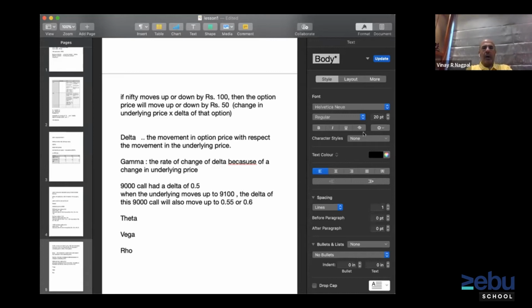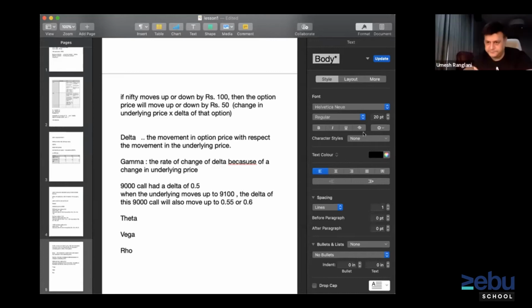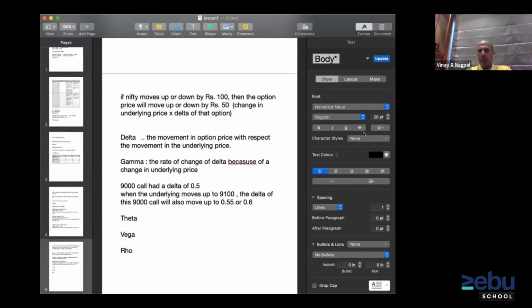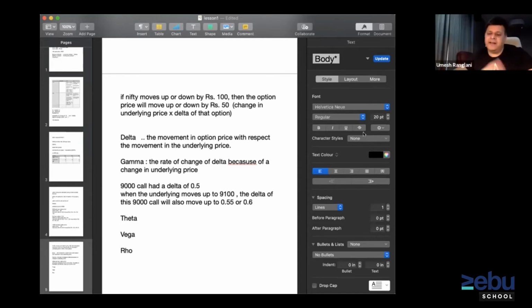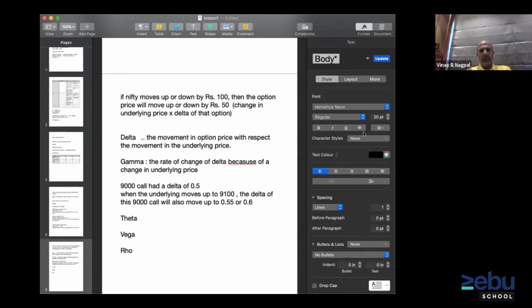Correct. Okay. The delta will keep rising. Absolutely. And similarly for a put, as the market goes up, the delta will keep dropping. And if the spot is going down, then it will have an inverse impact. The delta of the call will keep dropping and the delta of the put will keep rising.